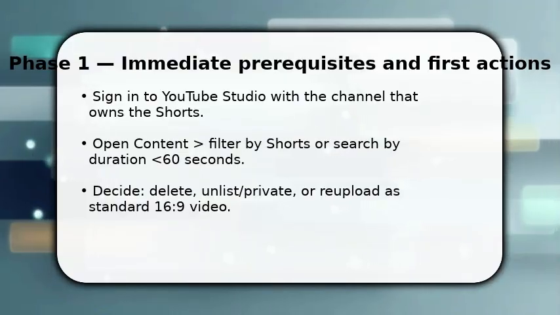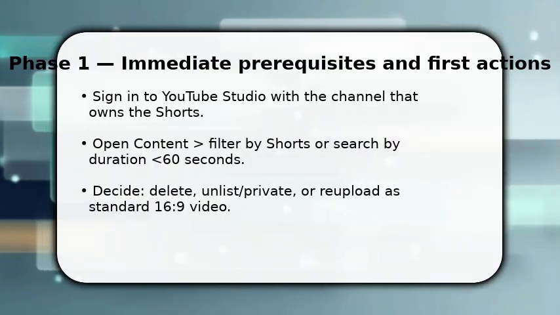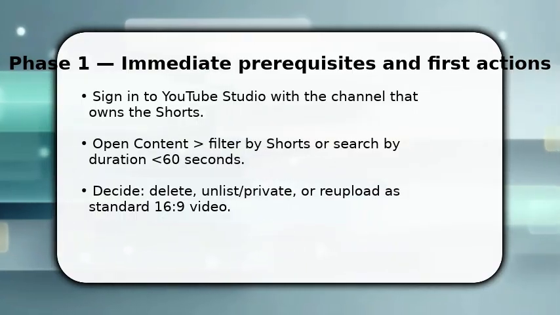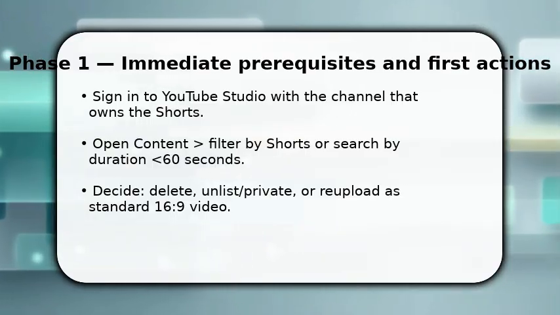You're in YouTube Studio now, so start by filtering content for shorts videos under 60 seconds. Once you see the list, select the ones you don't want. Make a clear choice. Delete, set to private or unlist, or plan to upload as a standard 16:9 video. Do this because shorts are categorized by duration and aspect ratio.